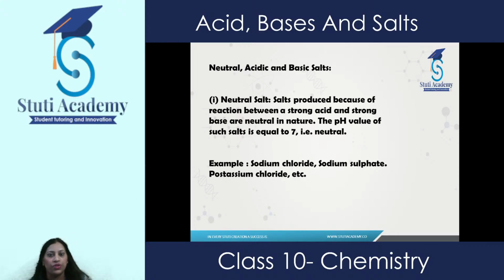Then we have neutral, acidic and basic salt. If the concentration of acid and base are both equal and the pH of the salt is 7, we call it a neutral salt. Examples of such salts are sodium chloride, sodium sulfate, and potassium chloride. It means acid and base are present in the same ratio, in the same proportion. These kinds of salts are known as neutral salts, which we use in our houses on a daily basis.